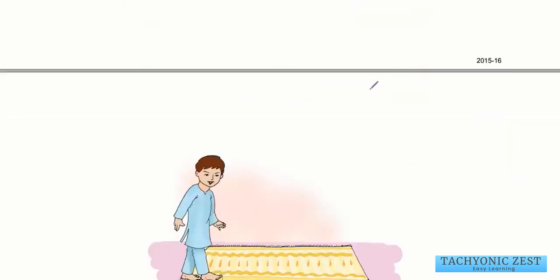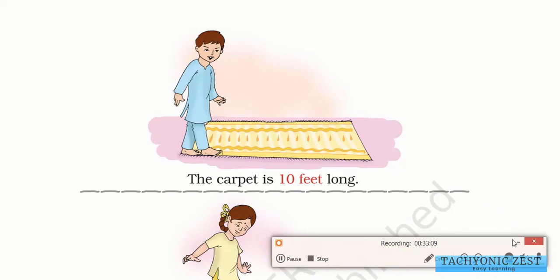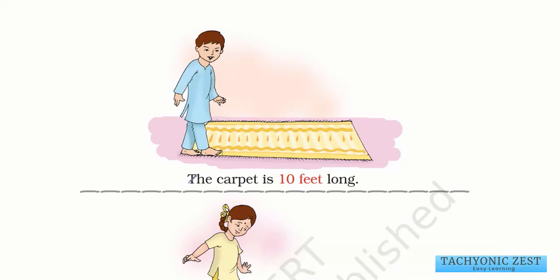Okay, now let us see this one. Now this boy is trying to measure this carpet using his feet. Using his feet he's trying to measure. So finally what he found out is that it is 10 feet long. Okay, so he's saying it is 10 feet. Now he is measuring this carpet in terms of his feet.